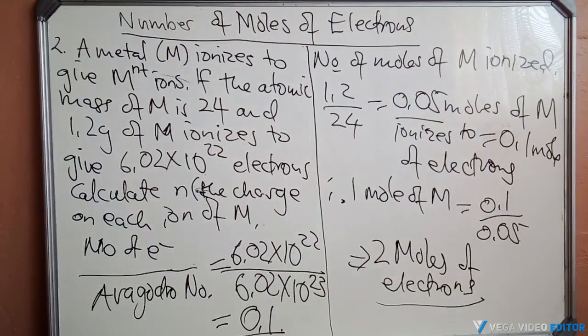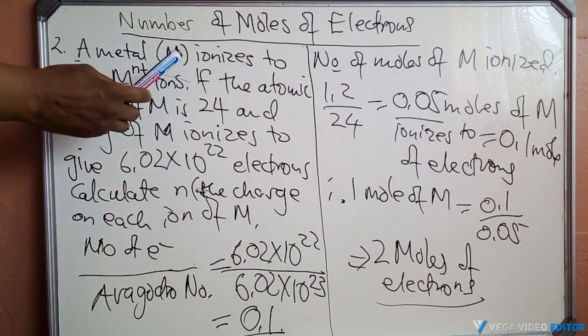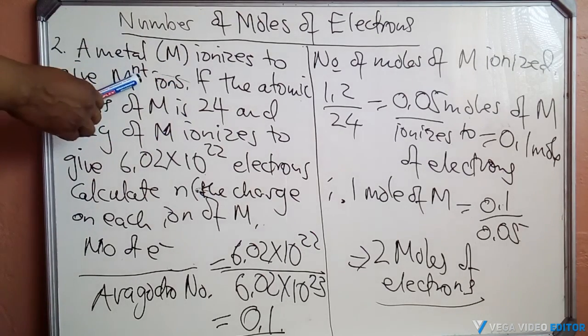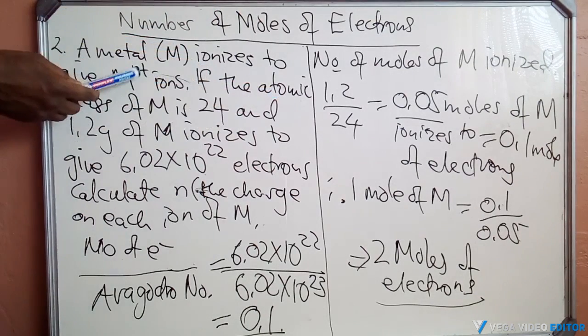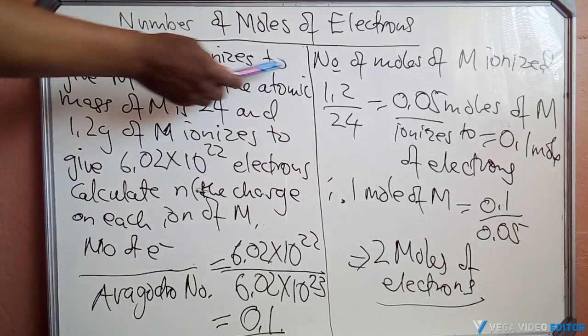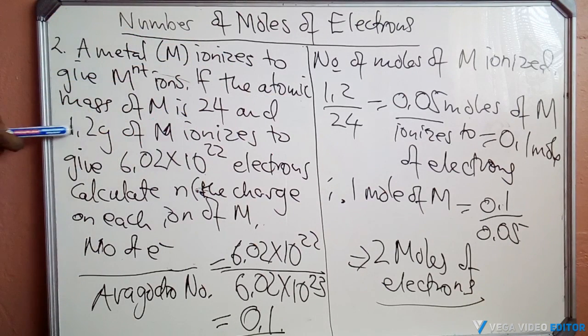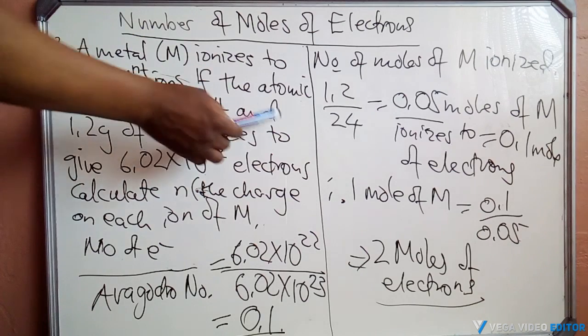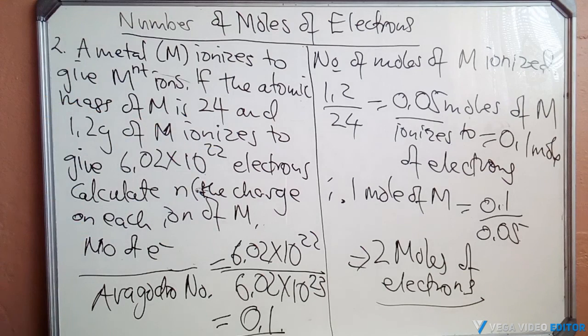I'll just repeat again. We had been given that a metal M ionizes to make M^N+ ions. So we know that it's releasing electrons here, and therefore it's a positive ion. With the atomic mass for M being 24, only 1.2 grams of M ionizes to give 6.02 times 10 to the power of 22 electrons.